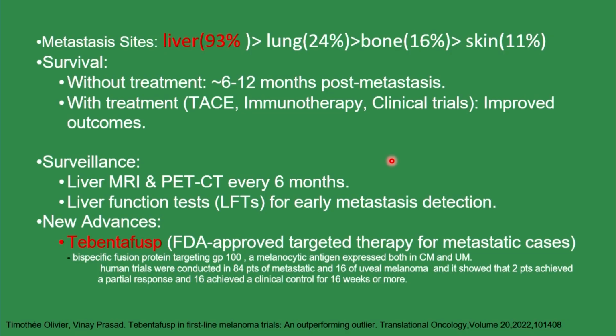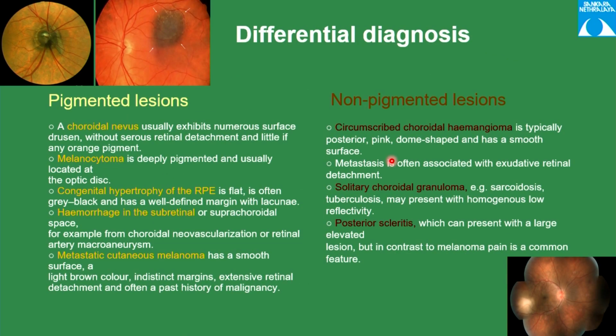Newer advances are like tebentafusp, an FDA-approved targeted therapy for metastatic cases. It's not in India yet, but it's a bispecific fusion protein targeting GP100, a melanocytic antigen which is expressed in both choroidal and uveal melanomas. Human trials were conducted, and they showed that 2 patients achieved a partial response among 84% of metastatic patients and 16 of uveal melanoma patients.